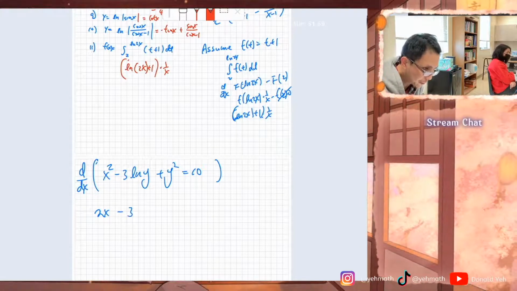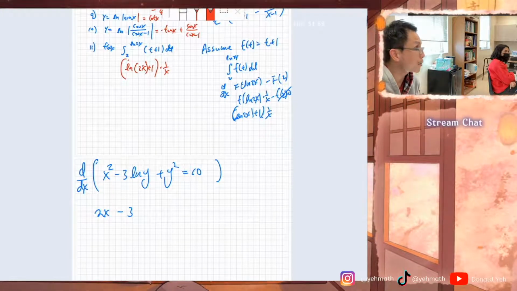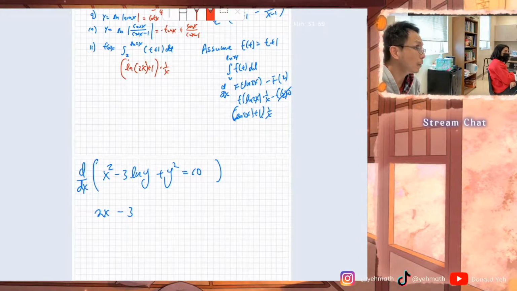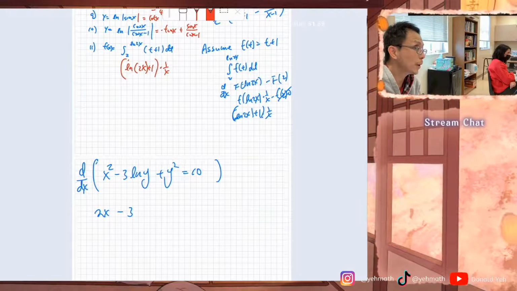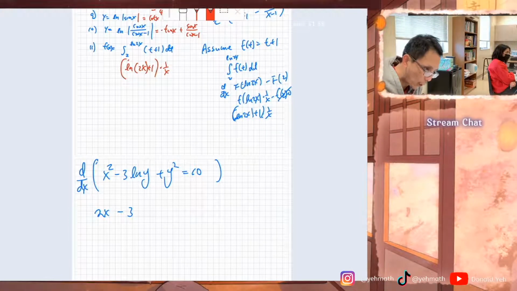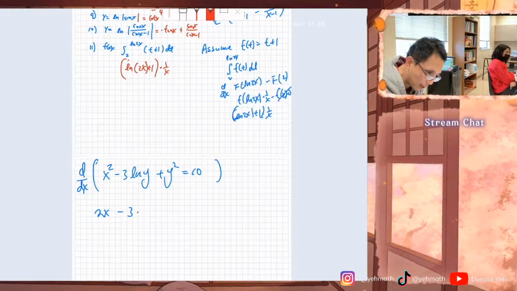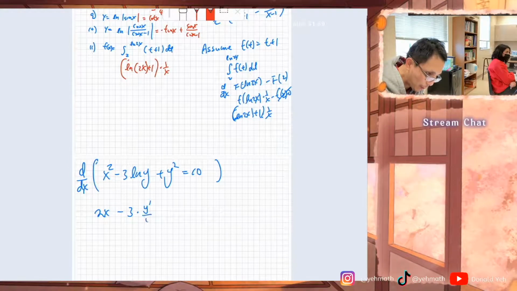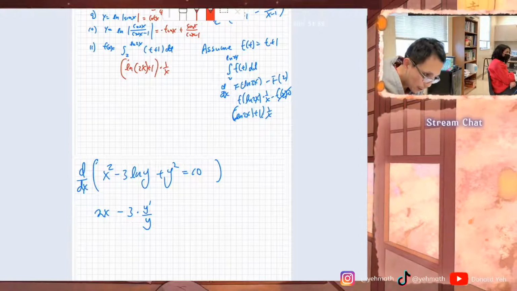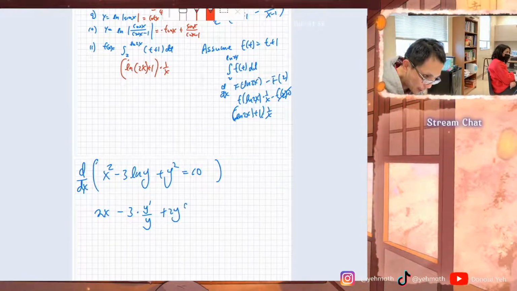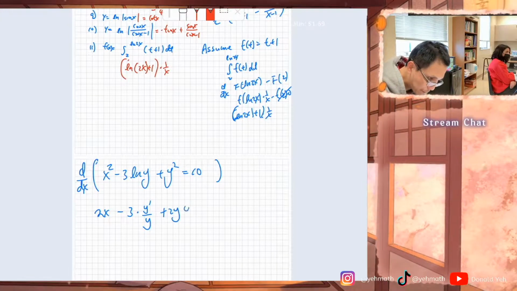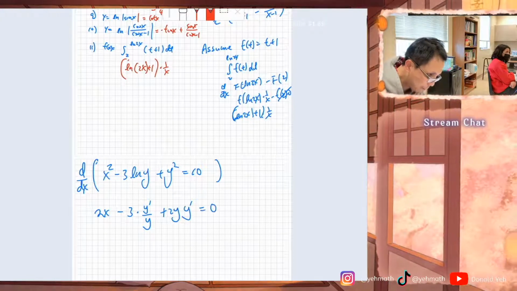If I take d/dx, this is just going to be 2x minus 3. Now, what's the derivative of natural log of y? Well, y is not x, so it's not 1 over y. What is it? It's 1 over y dy, so 1 over y dy, or y prime over y, that's a little bit better because you want a y prime essentially. Okay. Now, plus 2y dy/dx, plus 2y y prime, is equal to 0.